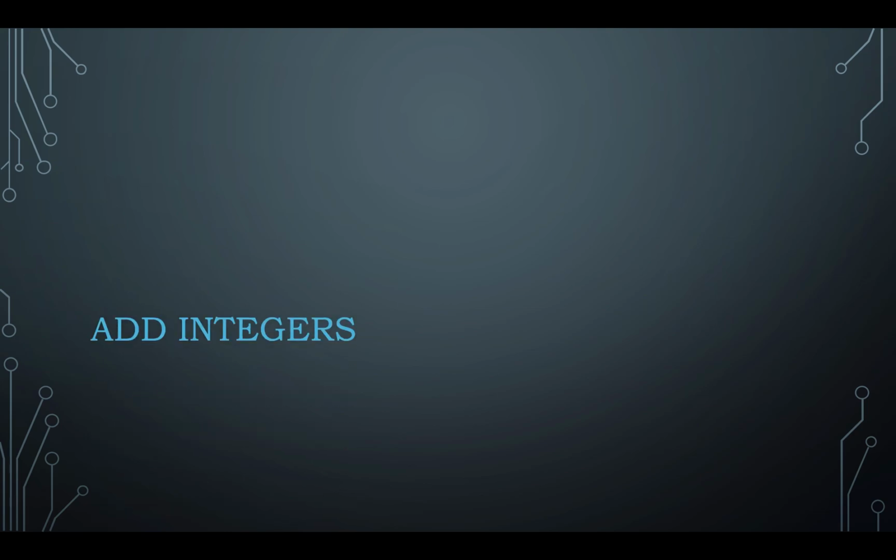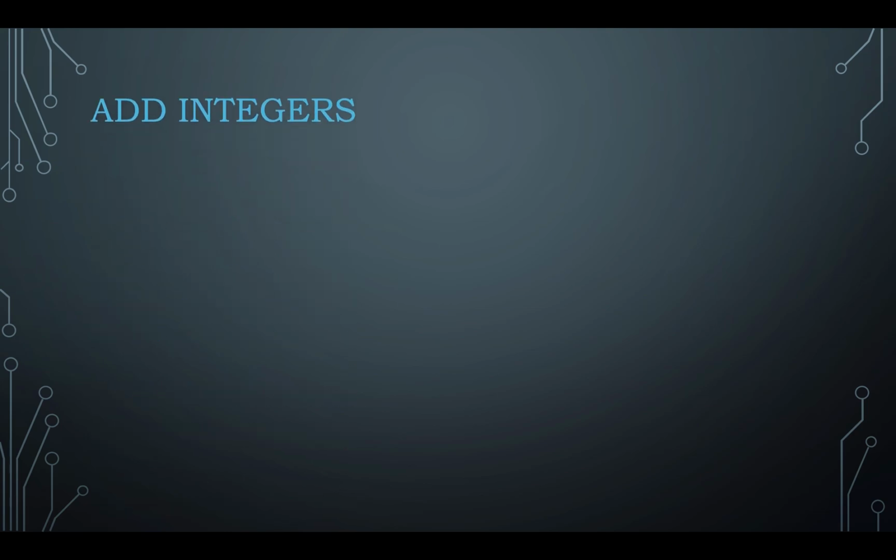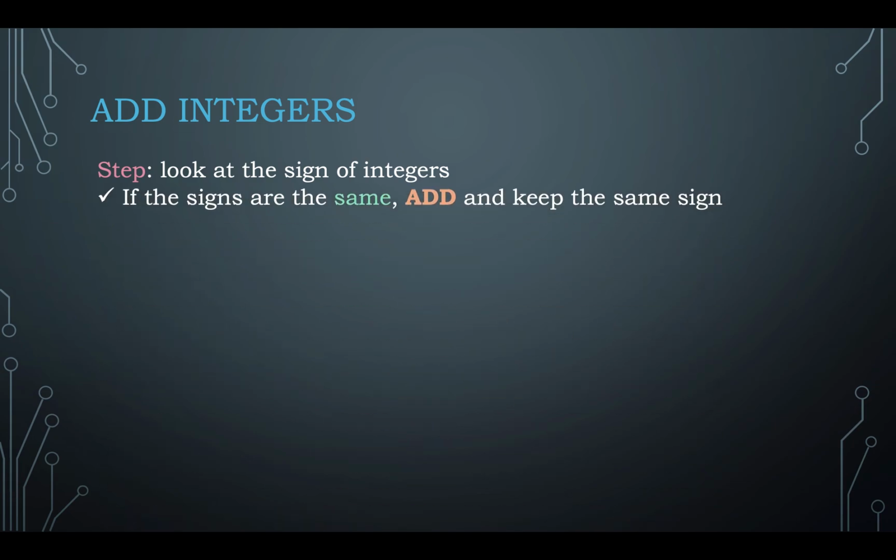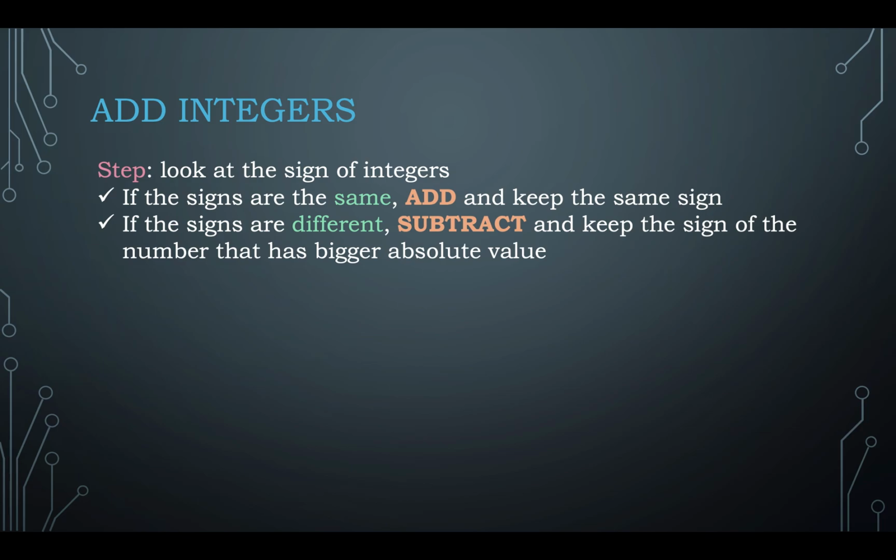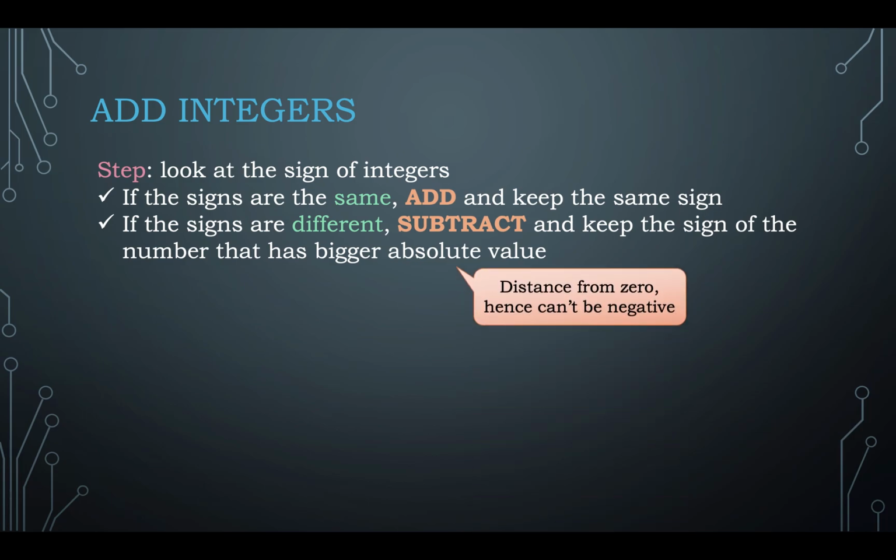Let's see adding integers. The steps are very easy. The first step is you need to look at the sign of the integers. If the signs are same, you need to add and keep the same sign. If the signs are different, subtract and keep the sign of the number that has bigger absolute value. Absolute value means distance from 0. Since distance can't be negative, the absolute value can't be negative.